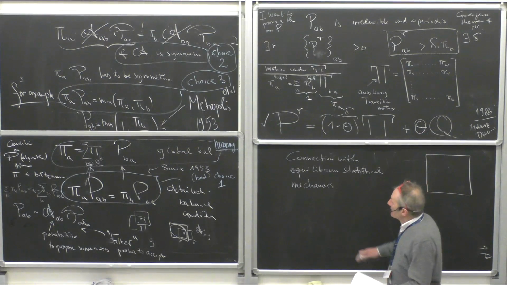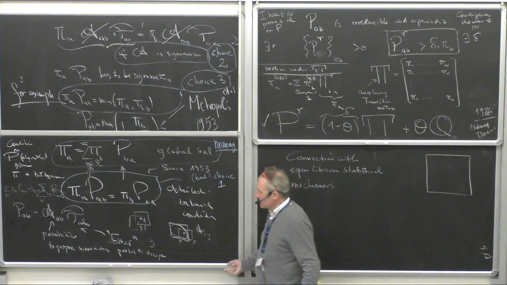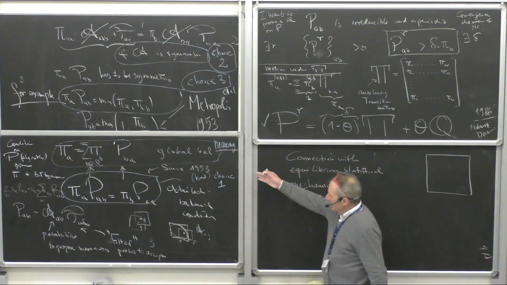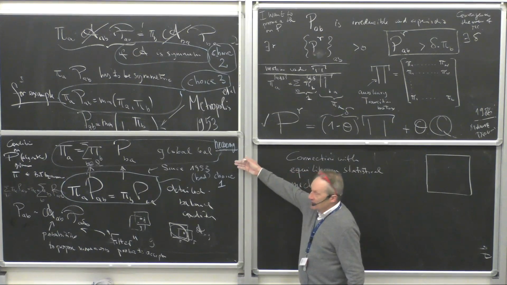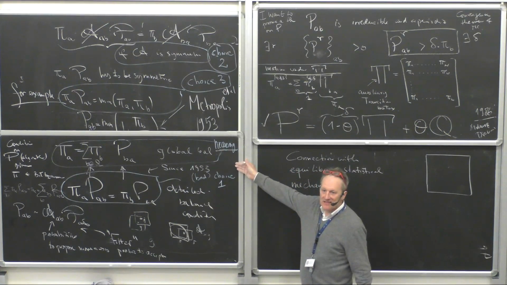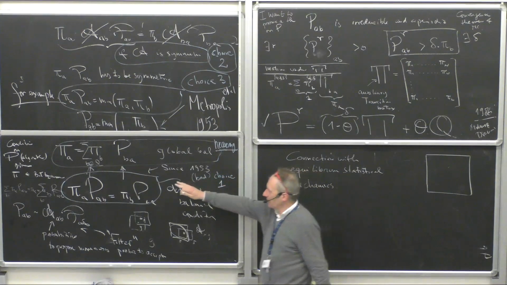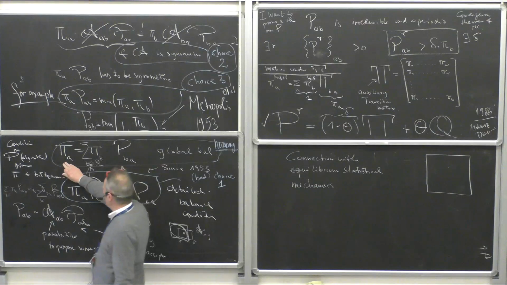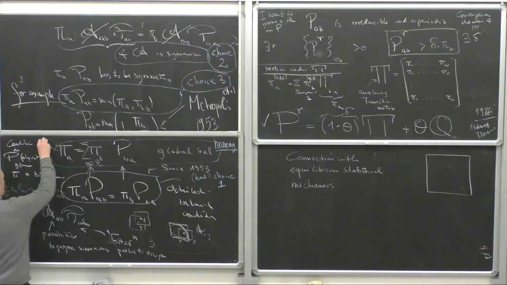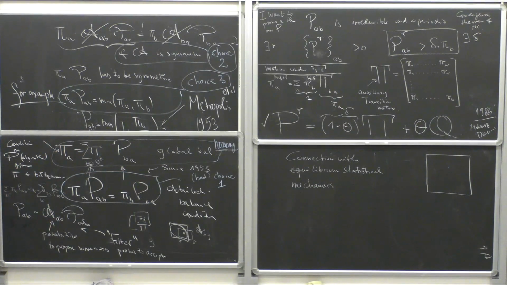Let me just do the following. We had a discussion over the break, just to get the logic right. So we had the global balance condition, which is a necessity. We have to have it. It's not completely a necessity, but we'll see it. It's a necessity because we want to have the Boltzmann distribution pi as a steady state.